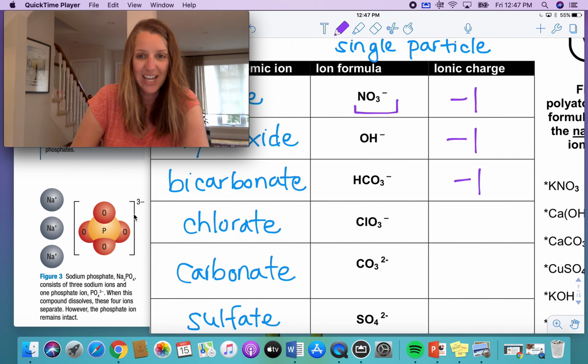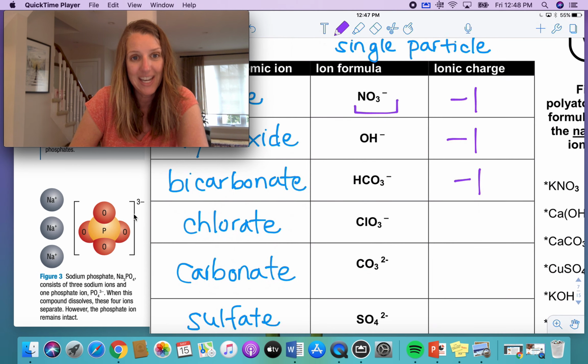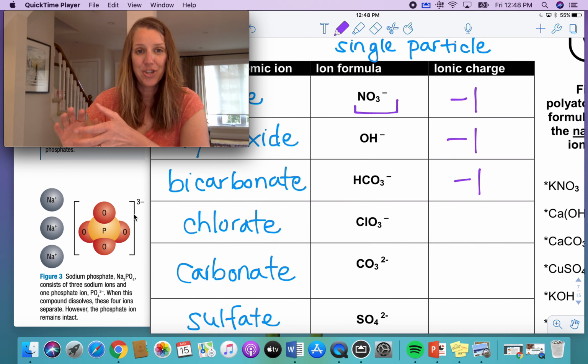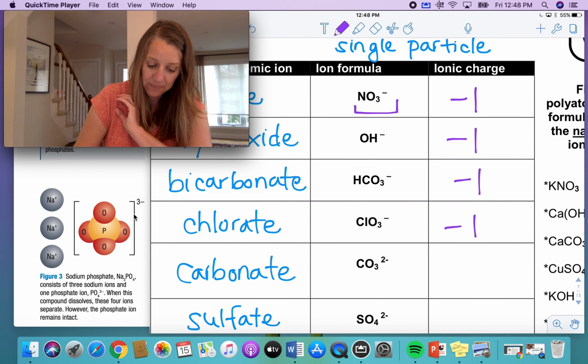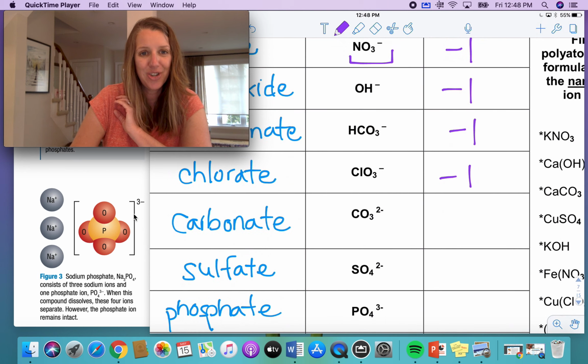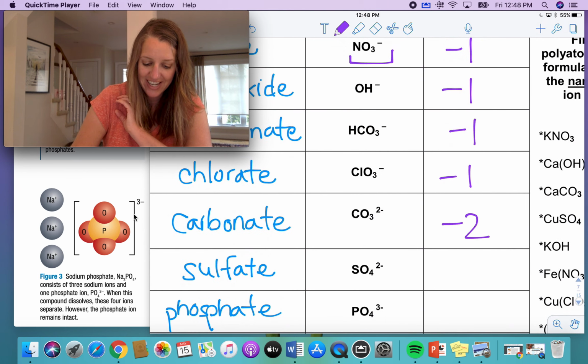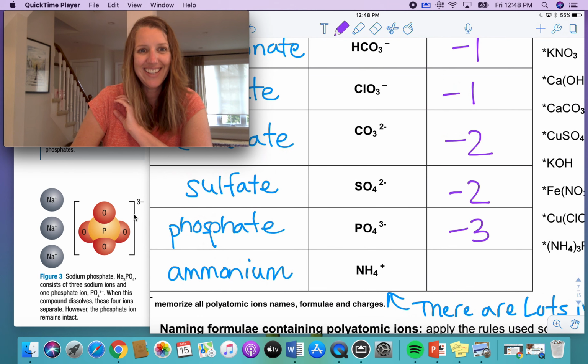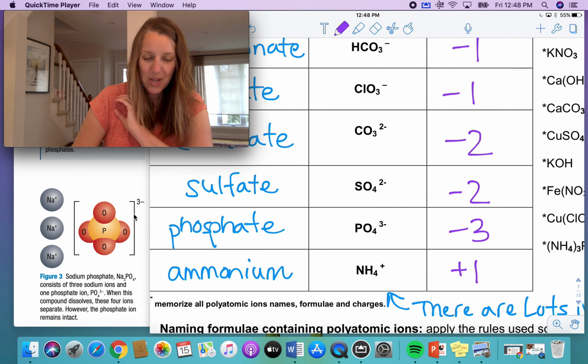This is chlorate. Sometimes it's hard, right, when you're typing a chlorine because you need that little L. That is a ClO3. So 3 atoms of oxygen, 1 atom of chlorine. Together they have an overall charge of -1. Carbonate. Can you see what the charge on carbonate is? Yes, -2. Sulfate, -2. Phosphate, -3. And ammonia, there we go. There's one called ammonia. It has a 1 plus charge, so +1.